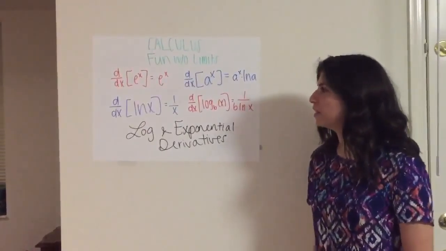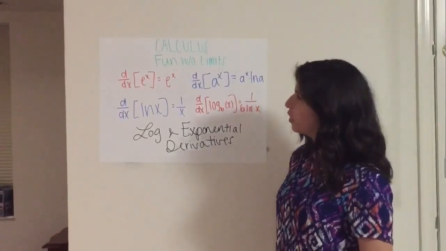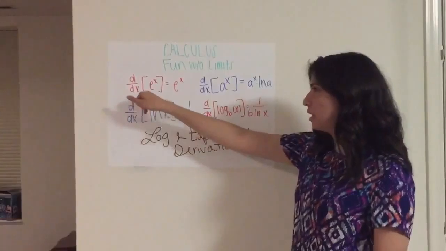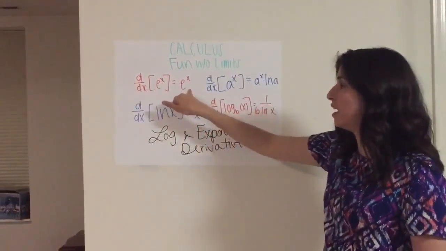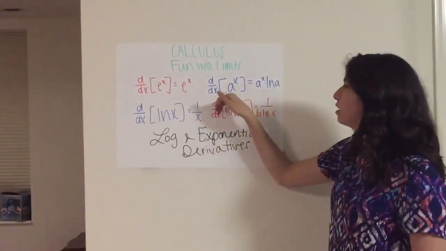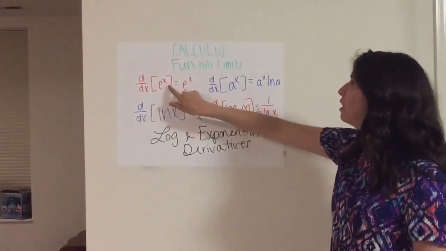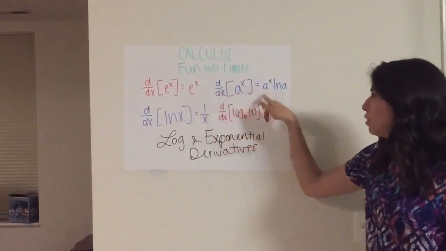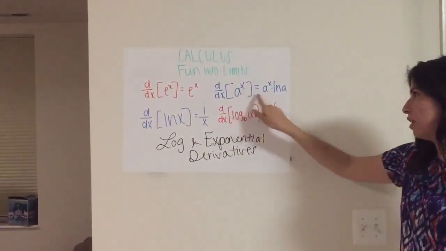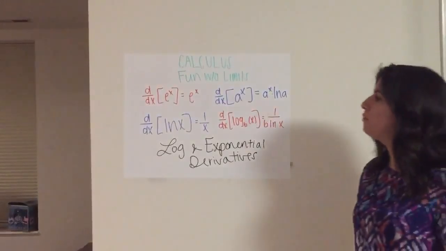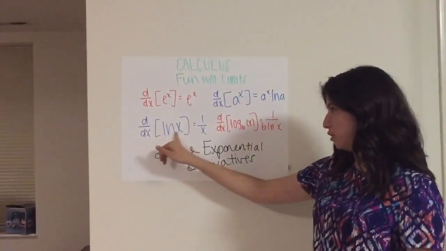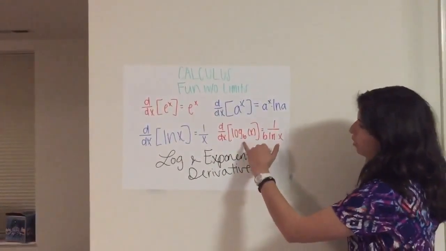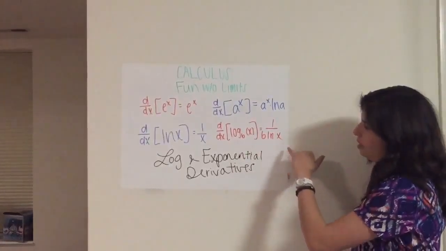Okay, let's move on to the derivatives of log and exponential functions. So just like trig functions, these should be memorized. So we have the derivative of e to the x, which is nice because it's e to the x. And then this is the derivative of a to the x. It's different from e to the x because this is just any constant other than e. So the derivative of a to the x is a to the x times the natural log of a. And then for the natural log of x, when you take the derivative, it's just 1 over x. And then for the derivative of log base b of x, it's 1 over b ln x.